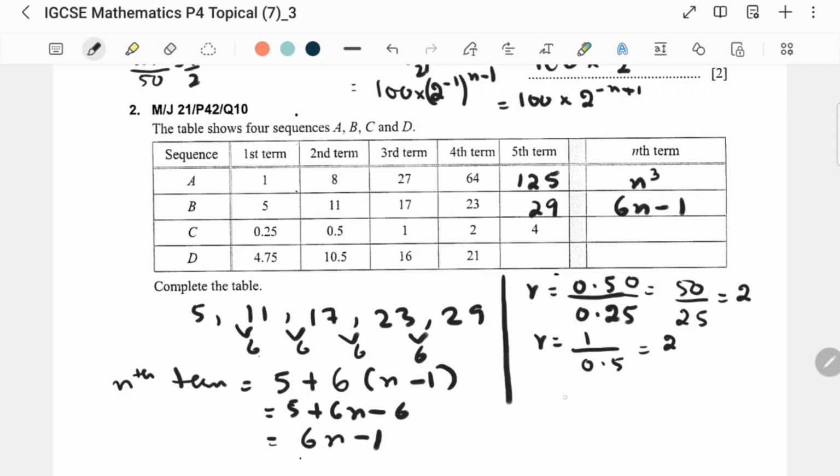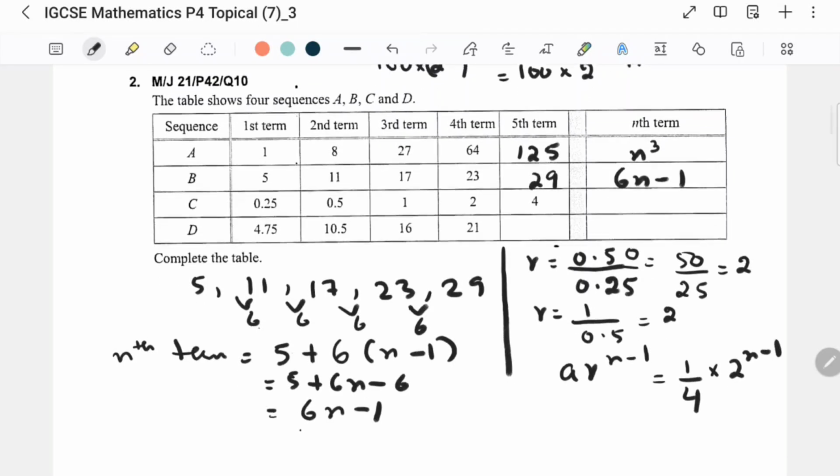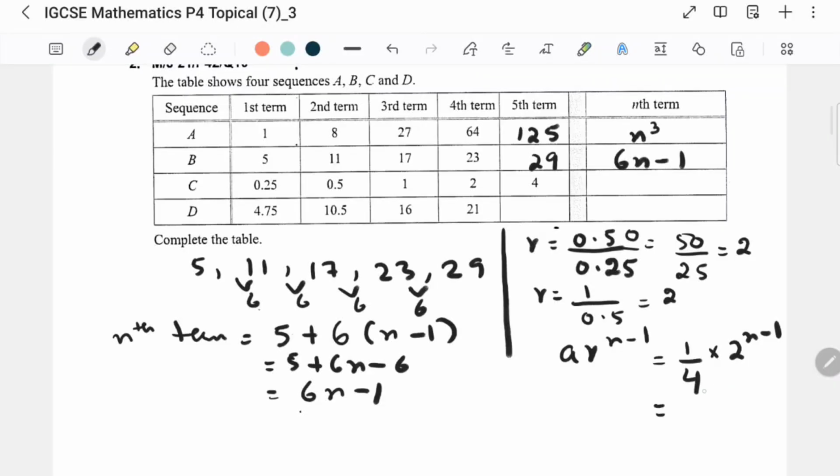Okay, so that is a r to the power n minus 1. I'm writing down a quarter instead of 0.25, times 2 to the power n minus 1. 1 upon 4 is 2 to the power minus 2, into 2 to the power n minus 1. Together you can write 2 to the power n minus 1 minus 2, so that is n minus 3. So 2 to the power n minus 3.